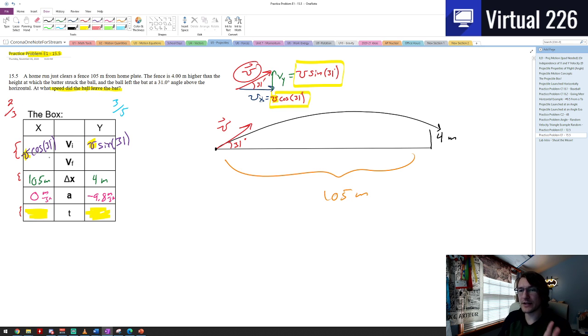So let's just write some equations out real quick. On the left side, I always know my equation is going to be velocity equals delta x, or displacement, divided by time.